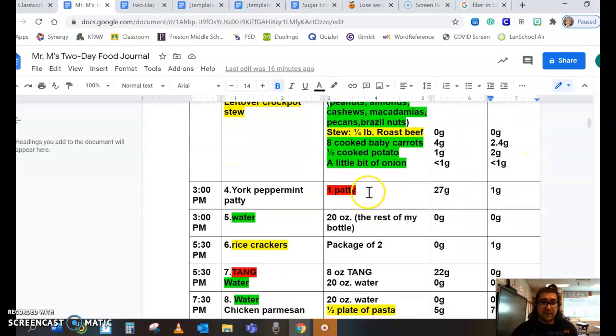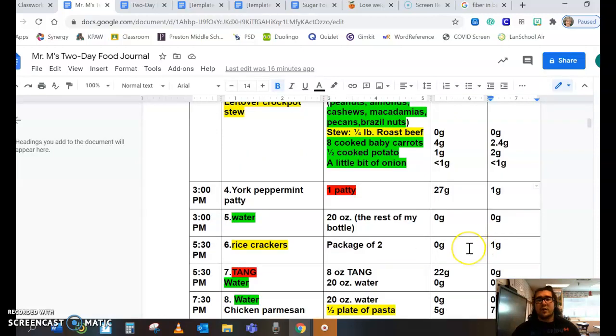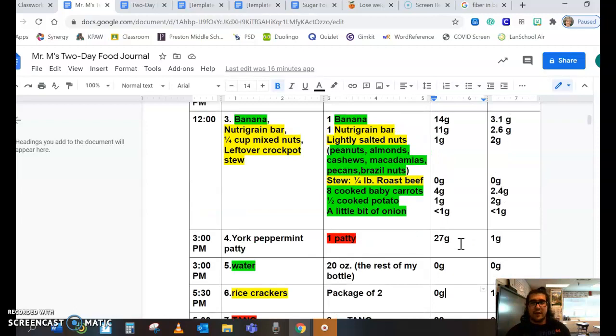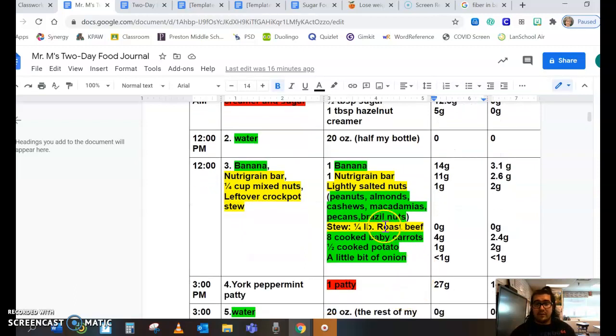But then you notice the thing like my York peppermint patty that I had, it was 27 grams of sugar, which is a lot. And it's a good thing I didn't have more than one of those, because that would just blow me out of the water. And it had barely any fiber in it. You will also notice that water does not have any sugar or fiber. My rice crackers, they had a little bit of fiber, but they didn't have too much sugar. And then animal products will not have fiber in them. They probably won't even have sugar in them. So, yeah, we can see my roast beef.